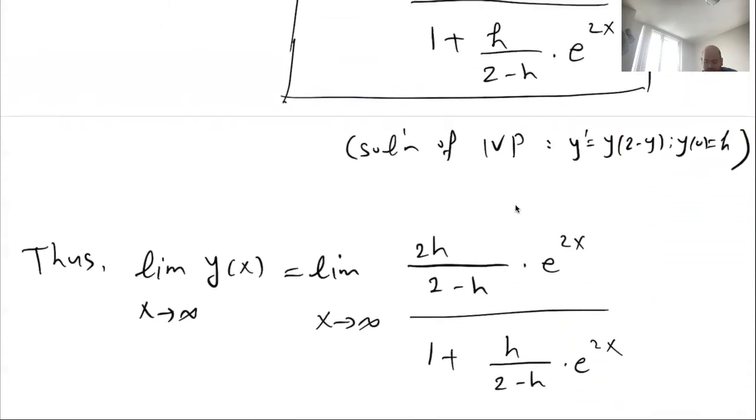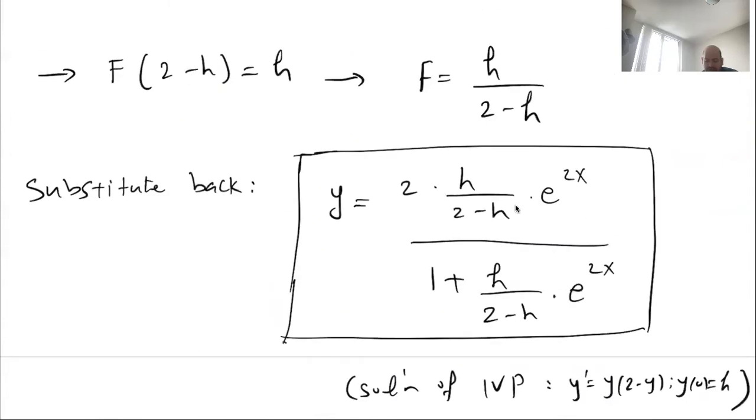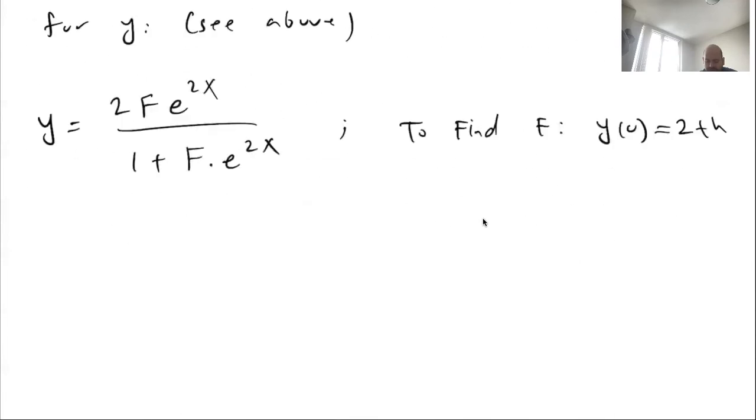So the final answer will still be the same. Instead of h, I need to replace it with 2 plus h, because previously this answer was obtained based on the assumption that y of 0 was h. But now my initial condition is y of 0 equals 2 plus h. So everything is still the same. I just need to replace this h here with 2 plus h. So it will be 2 times 2 plus h, and this will be minus h, 2 times.